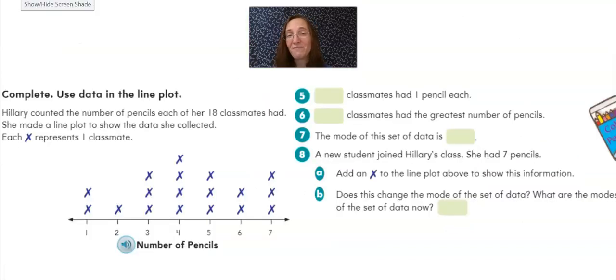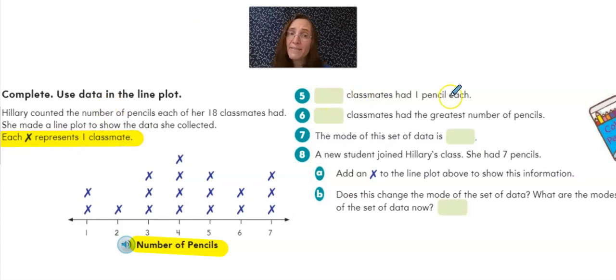So let's see if we can find some of those landmarks in this data set. Hillary counted the number of pencils each of her 18 classmates had. She made a line plot to show the data she collected. Each X represents one classmate. You can see that the title down here is number of pencils, but knowing what the X stands for is really important to help us do this.